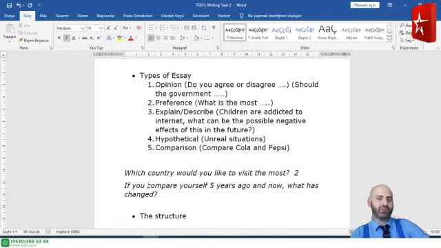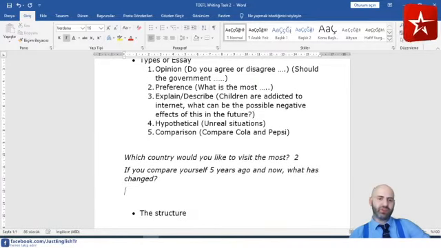Alev, you are absolutely correct. It is mix of 5 and 3. Yes, and Typer, you are also correct. Because it asks you to compare yourself now and 5 years ago, and the question is, what has changed? So you need to explain or you need to describe the changes. Okay?